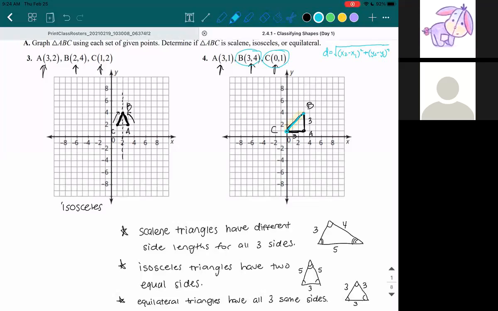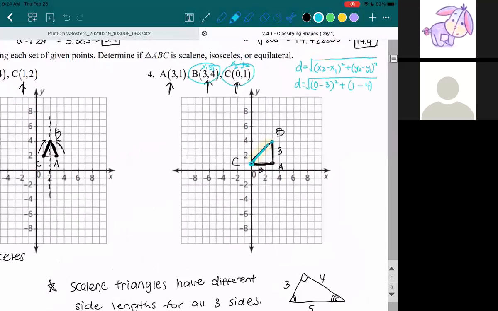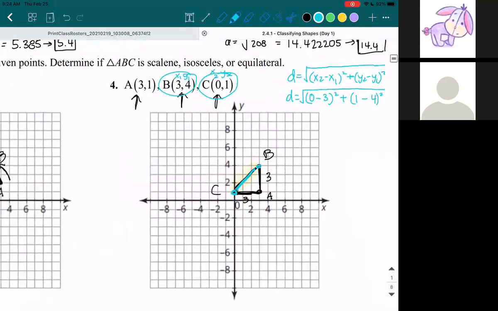Okay, and then let's have this be our x1, y1. This will be x2, y2. So x2, 0, minus x1, 3, plus y2, 1, minus y1, 4. It's not letting me write for some reason, so let me zoom in so that it will let me write a little better. Okay. And then simplifying inside the square roots, 0 minus 3, negative 3. 1 minus 4, negative 3. And then negative 3 squared, 9, positive 9. Again, negative 3 squared is positive 9. And then we have the square root of 18.